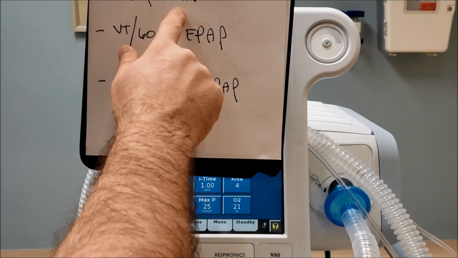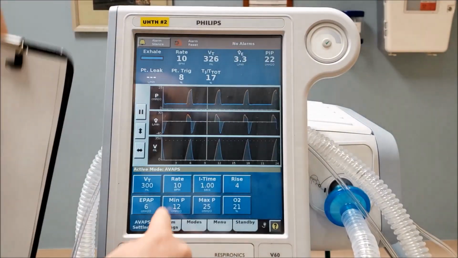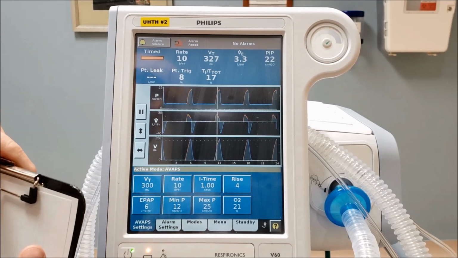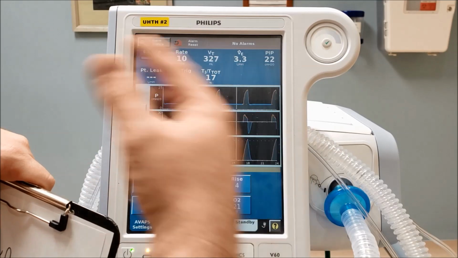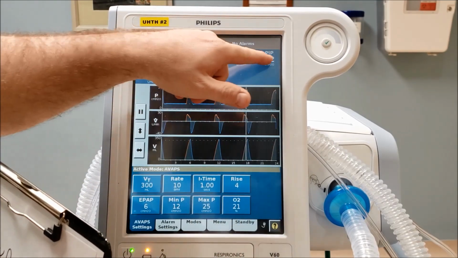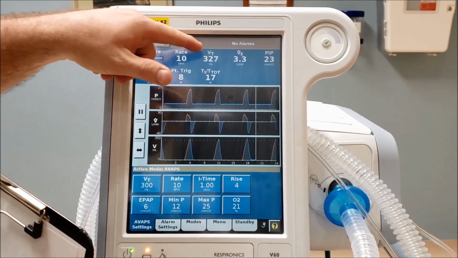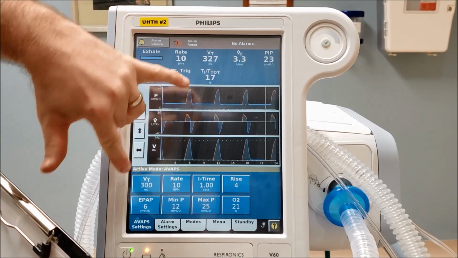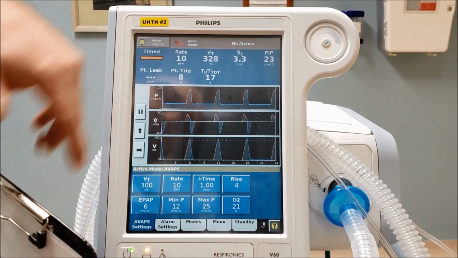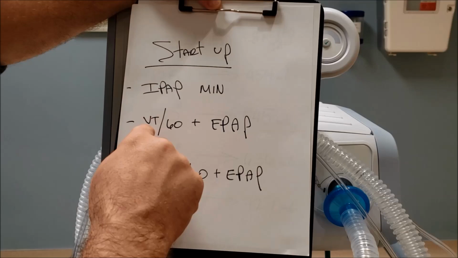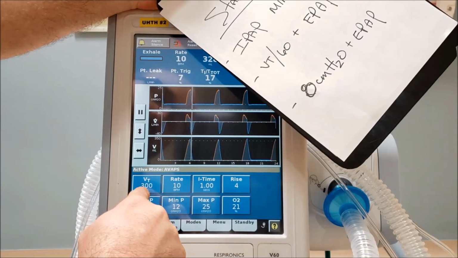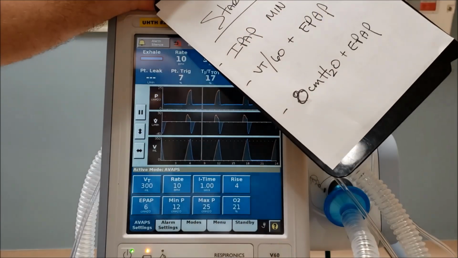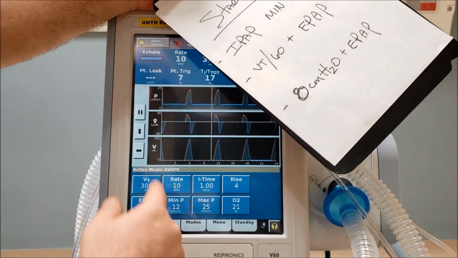In some cases, it's going to use IPAP minimum. Well, that was 12, and that's not where we would have started this time. You can see it's up to 22 right now, but this is because it's been running for a little bit. It's actually slowly got up to where it is now trying to shoot for that 300 range. You can see settings, patient value here. The other one is tidal volume divided by 60 plus EPAP. Well, in this case, tidal volume is 300 divided by 60 is 5, plus EPAP is 11.